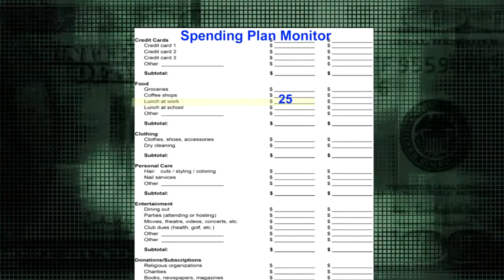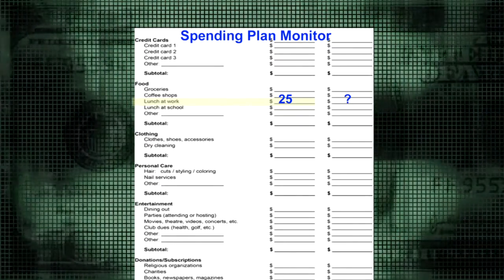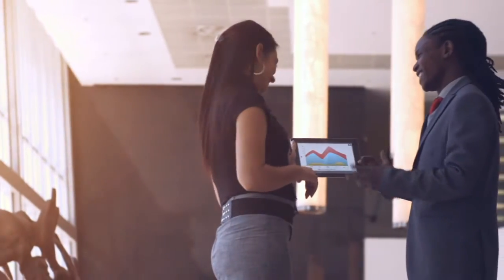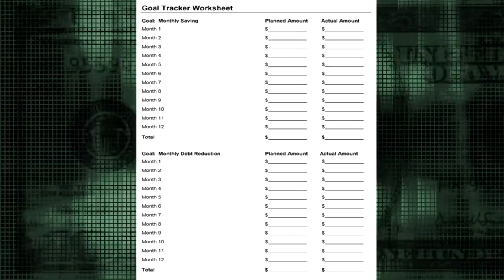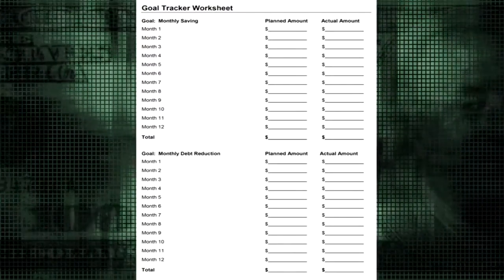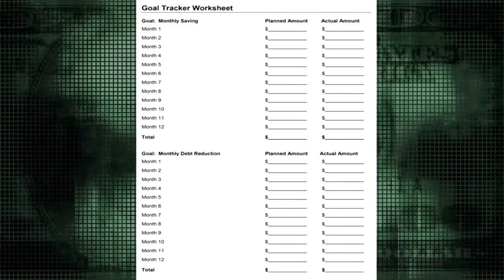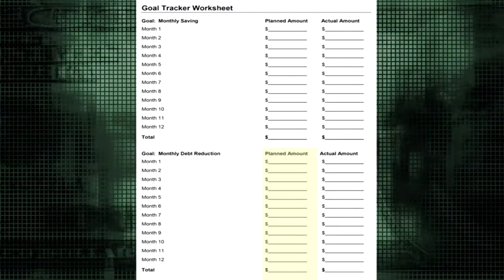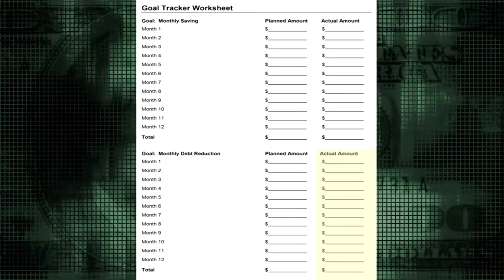And at the end of the month, you'd enter the actual amount in the actual column. As with meeting your savings goals, another way to reduce your debt is to increase your income and apply it to your debt. Now on the Goal Tracker worksheet, track your monthly progress by entering the amount you plan to reduce your debt by for the month, which is on your My Financial Goals worksheet, in the Planned column, and the amount you actually saved in the Actual column.